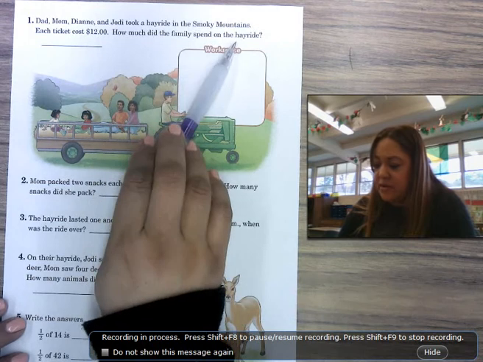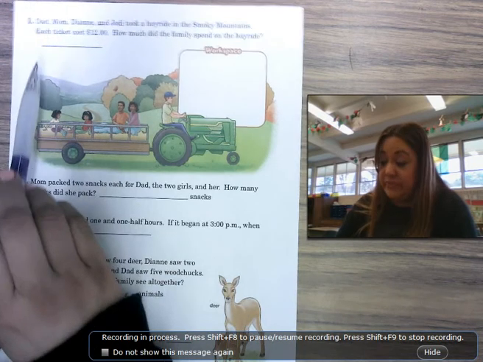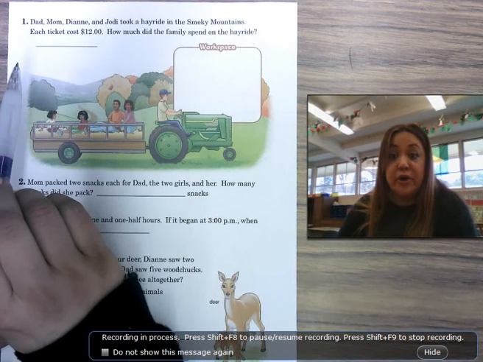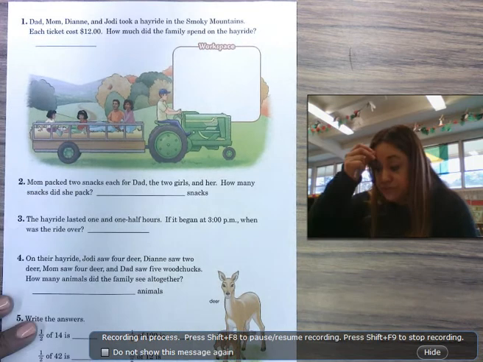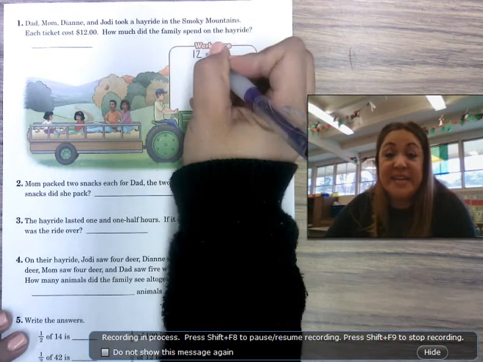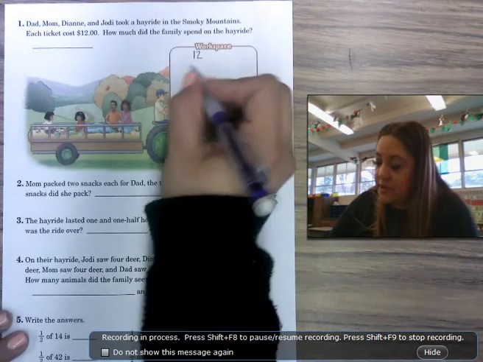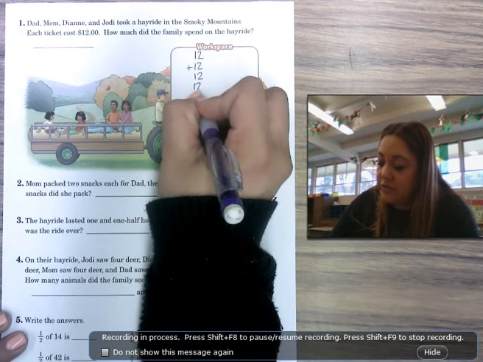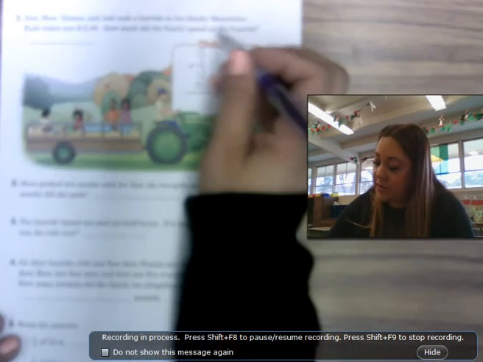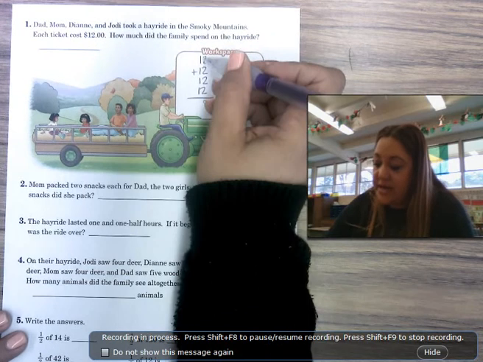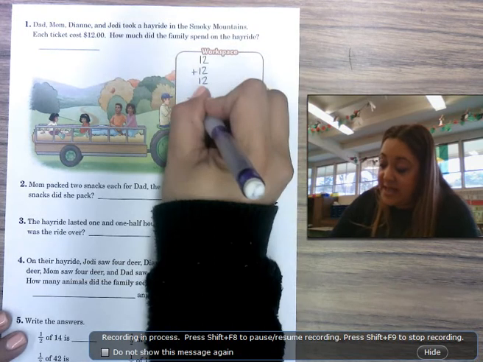Well, let's see how many people there are. 1, 2, 3, 4. 4 peeps. $12. So, what I would have to do is add up 12 four times. That's 1, 2, 3, 4. There you go. Okay. 2, 4, 6, 8. That's 8. And then now we're going to add up our ones. 1, 2, 3, 4. That's 48. How much money did they spend? $48.